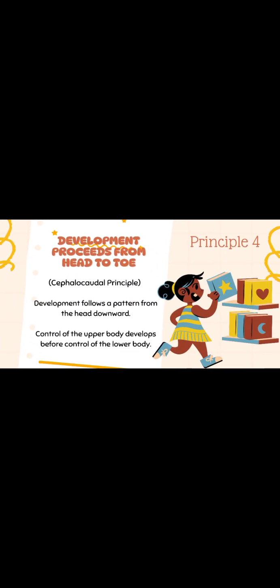Example: Principle 4. Development proceeds from head to toe. Physical development starts at the head and gradually moves downward. Children gain control of upper body parts before lower body parts.